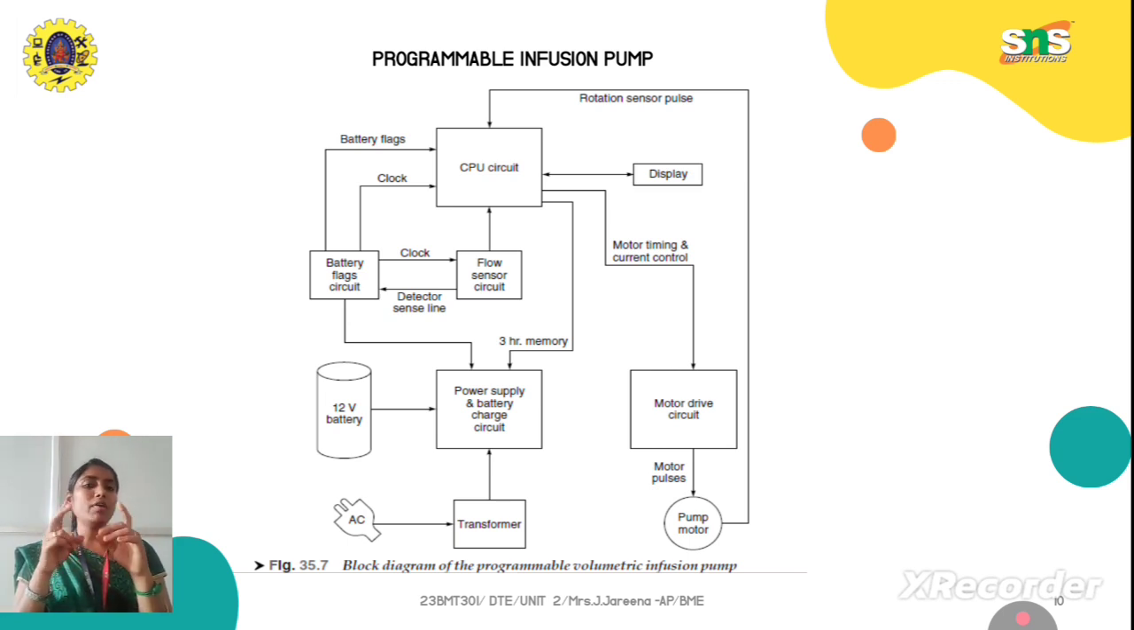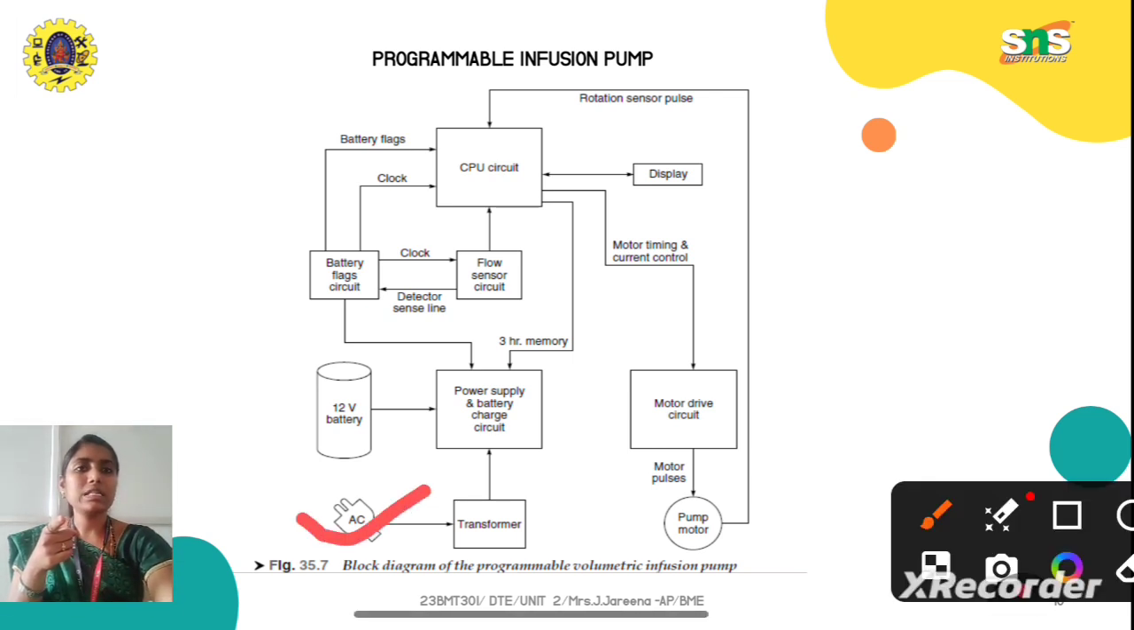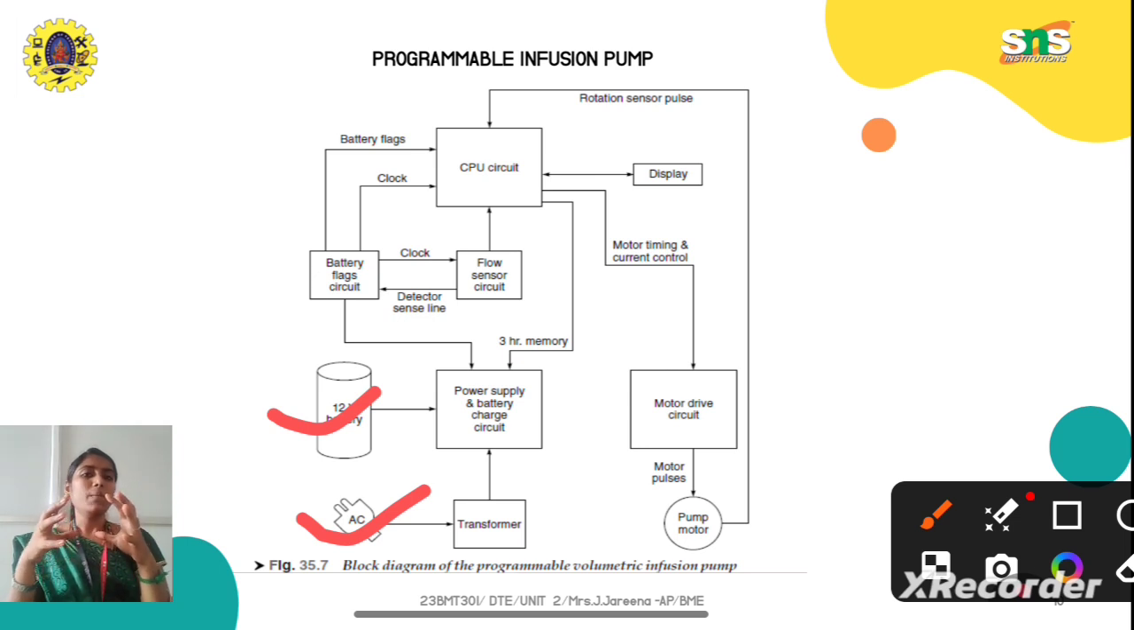Here we have two ways to power up this infusion device. One is using AC mains, and the second one is a battery, that is a 12-volt battery. If we are using AC, we have a transformer to step down the voltage, and then we power up the infusion pump. If the AC is not available, then we can go with the 12-volt battery in order to power up the infusion pump. So this is the power block for a programmable infusion pump.